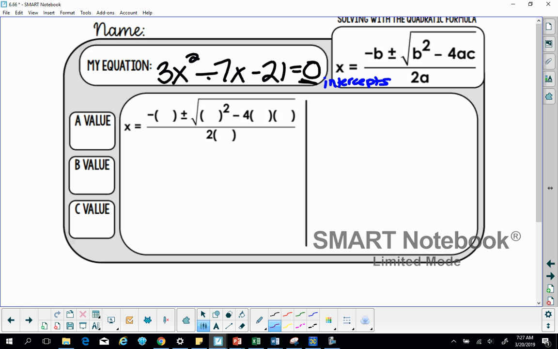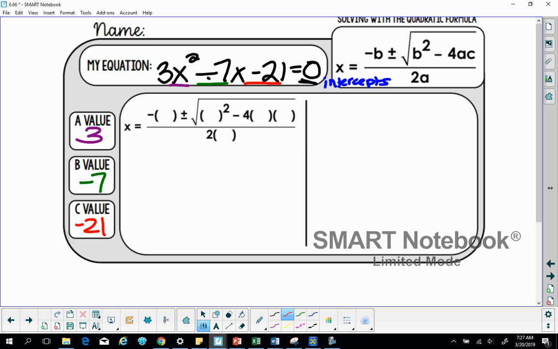So first thing I do is make sure everything's here. It is. Then whatever's next to x squared is your a. So what is your a here? 3. Then whatever's next to x is your b. So what's your b here? What's the sign though? Negative 7. And then the constant is your c, which is negative 21.